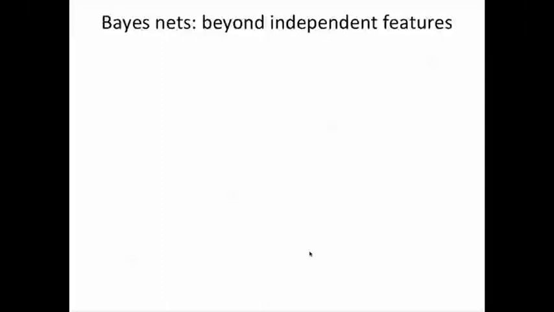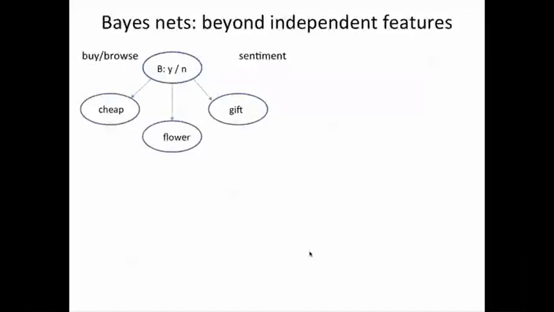Let's recall our Bayesian classifiers for figuring out whether a query or a comment had positive or negative sentiment. Our Bayesian classifier looks something like this. We wanted to figure out whether somebody was a buyer or a browser depending on the words that they used in their query.